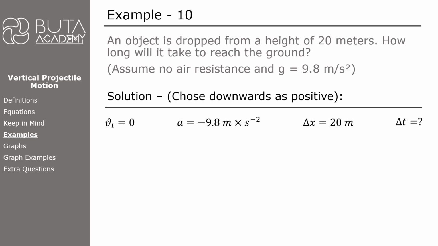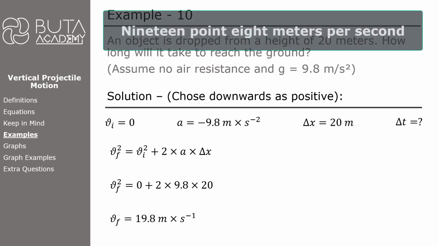To solve the question, we can use the formula v final square is equal to v initial square plus 2 times a times displacement. Initial velocity is 0, acceleration is 9.8, and displacement is 20. All these values are positive as all of them are downwards. V is equal to 19.9 meters per second.